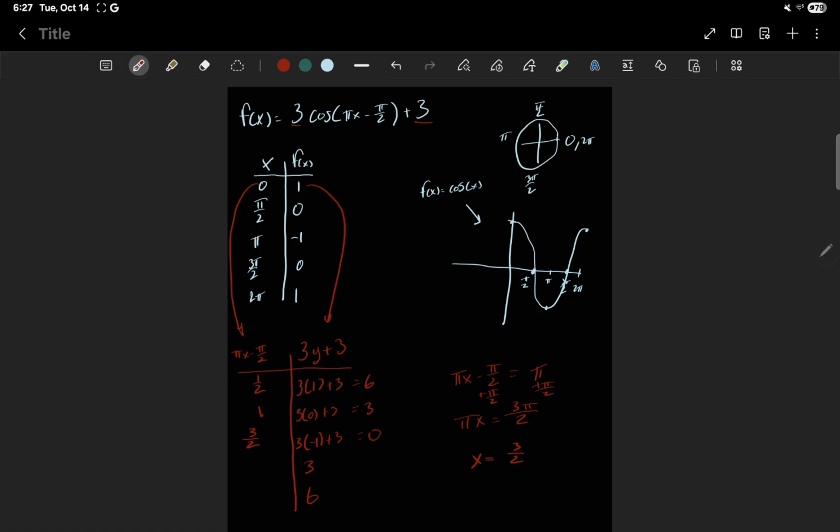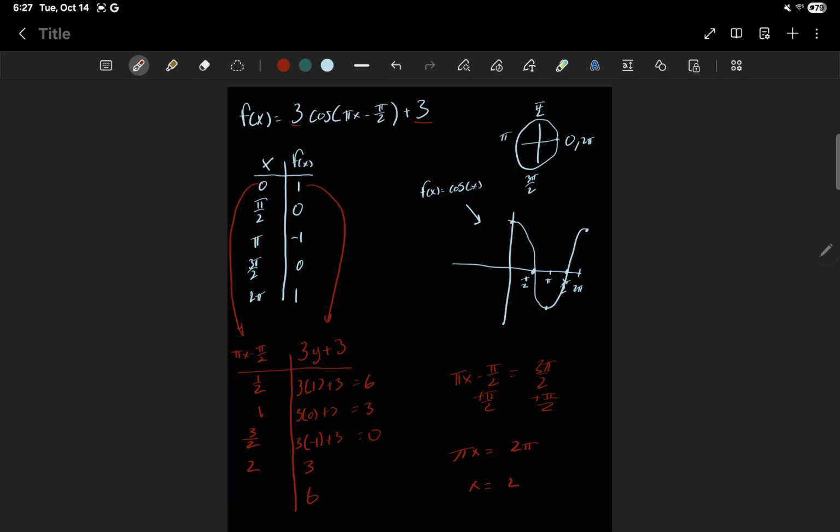If we were to do the next one, with the same technique, you're just going to take pi x minus pi over 2 and set it equal to 3 pi over 2. Three pi over 2 plus pi over 2, adding pi over 2 to both sides. That gives you pi x is equal to 2 pi. Divide by pi, x is equal to 2.